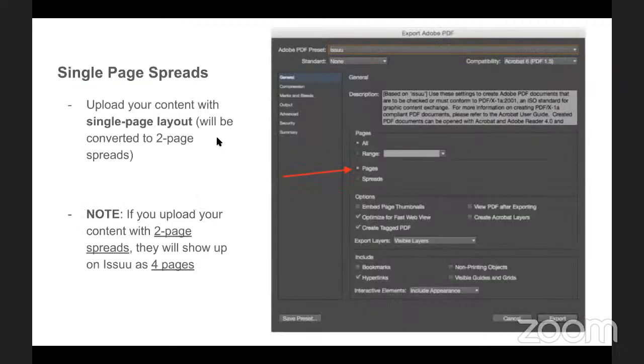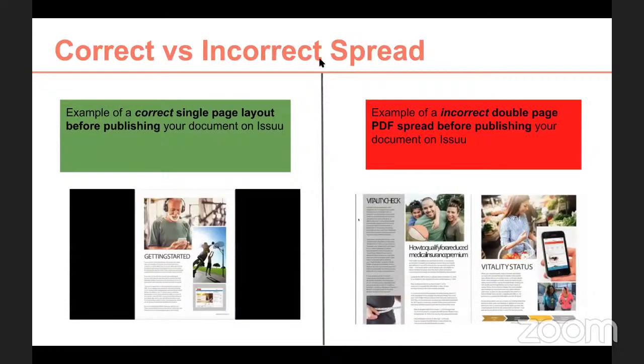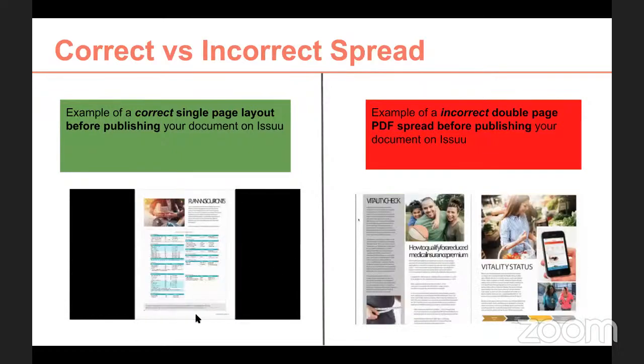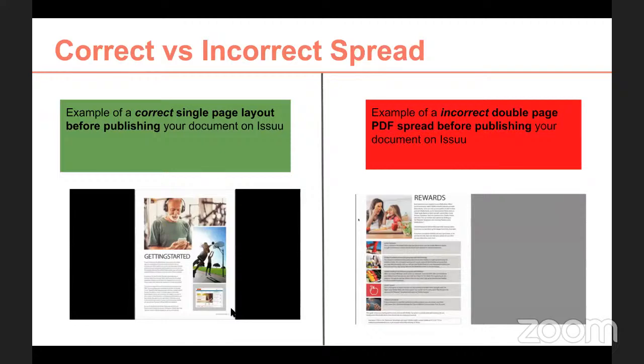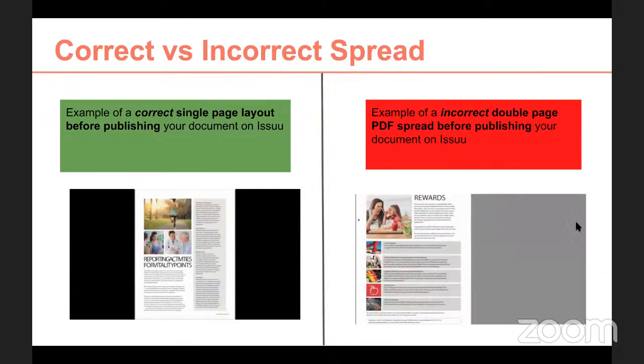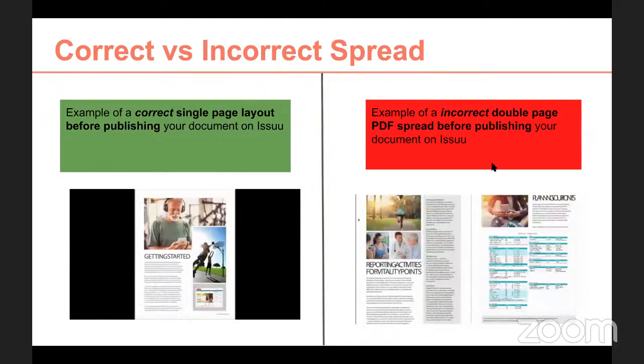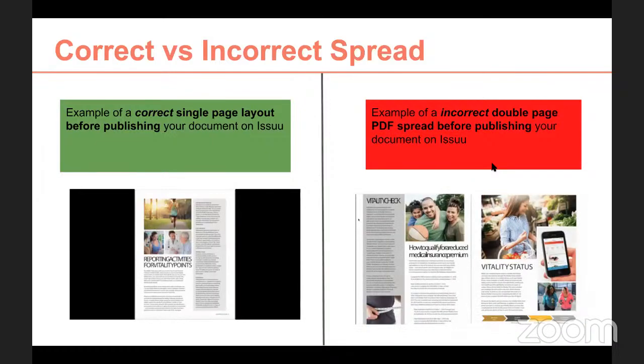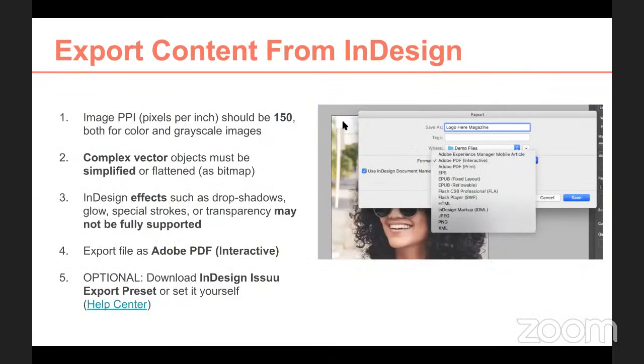Here you can see that if you are uploading your document to Issuu, please make sure that it is a single page spread document, because it will convert automatically to a 2-page spread. If you end up uploading content with a 2-page spread, it'll actually convert into a 4-pager within our system. Here you can see an example of a single page spread that is correctly formatted prior to publishing on Issuu, versus a 2-page spread, which will automatically convert into a 4-page spread.